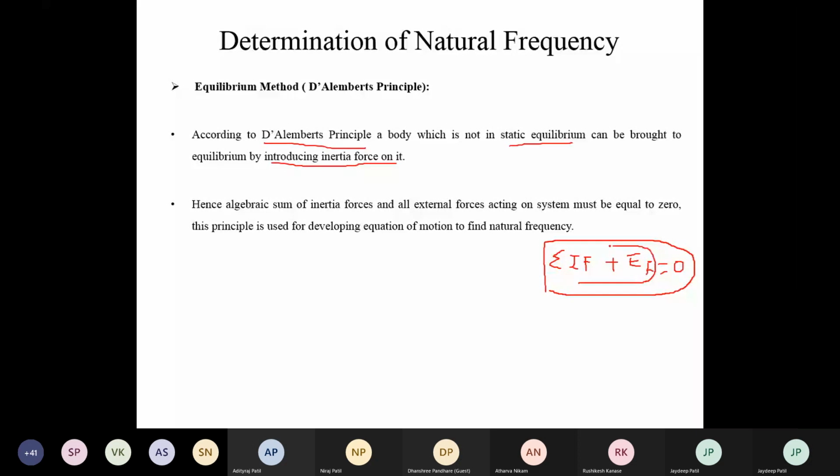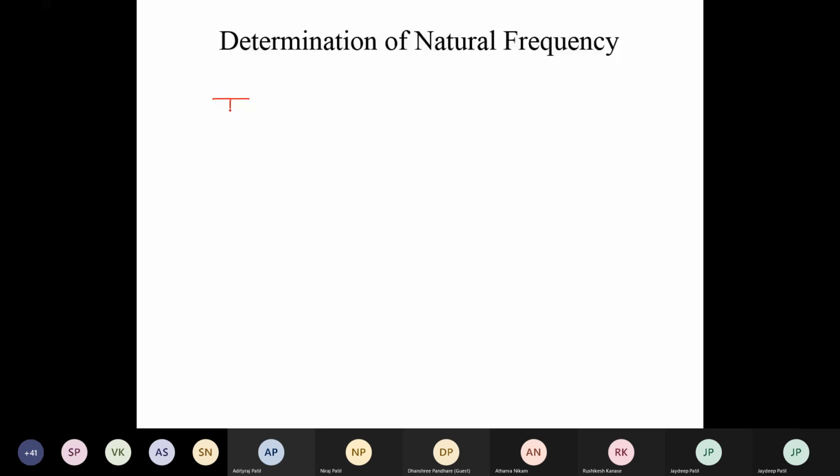Now take down one example. I will explain here. This is a spring which is suspended vertically. Its stiffness is denoted by K. Now suppose we add a weight at the end of this spring. What happens when we put the weight at the end of the spring?